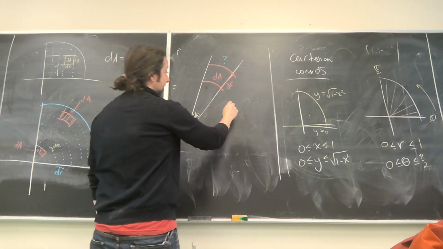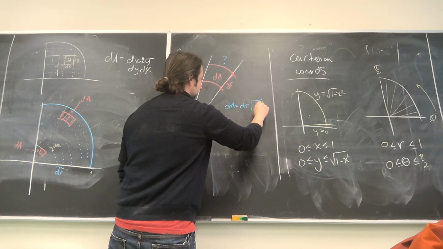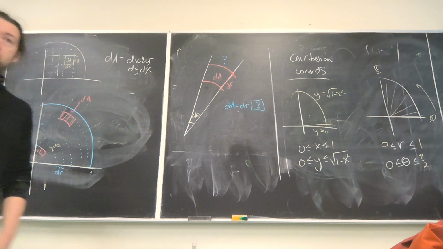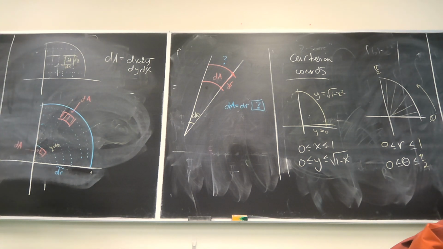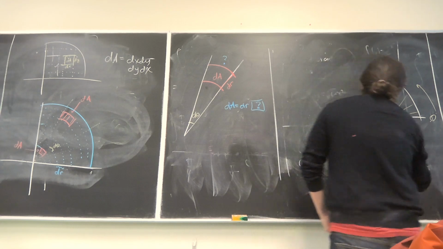I want to be able to say dA is equal to dr times something. So I'm going to pretend it's a rectangle because it's approximately a rectangle. And now I just need to know what that something is. So now your ancient geometry is hopefully going to come to bear here.